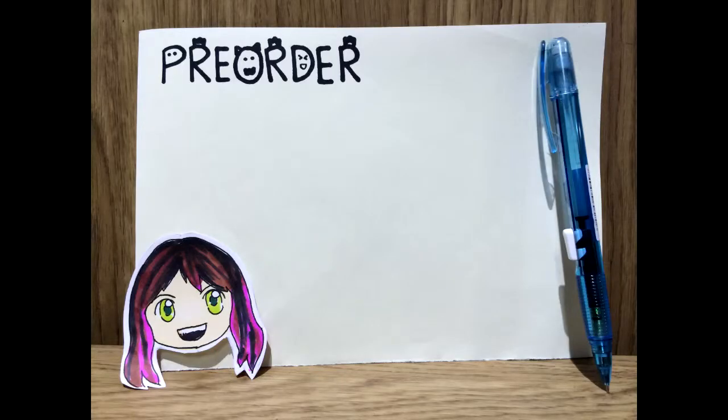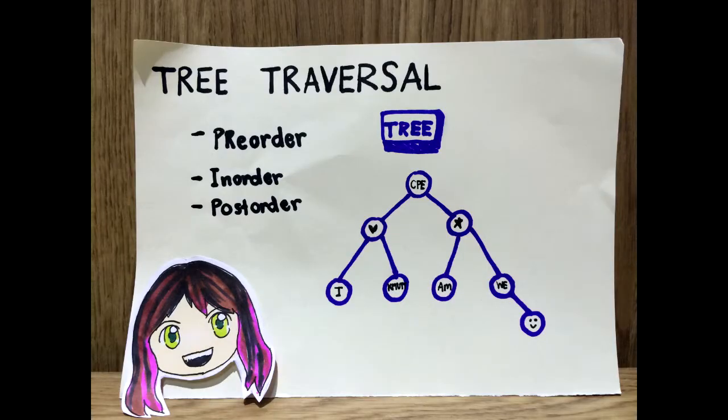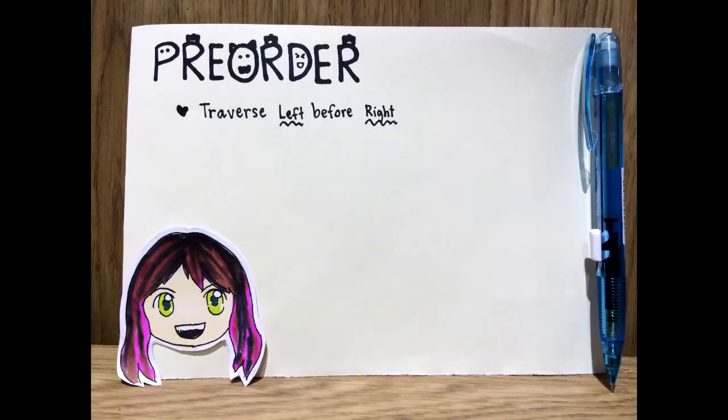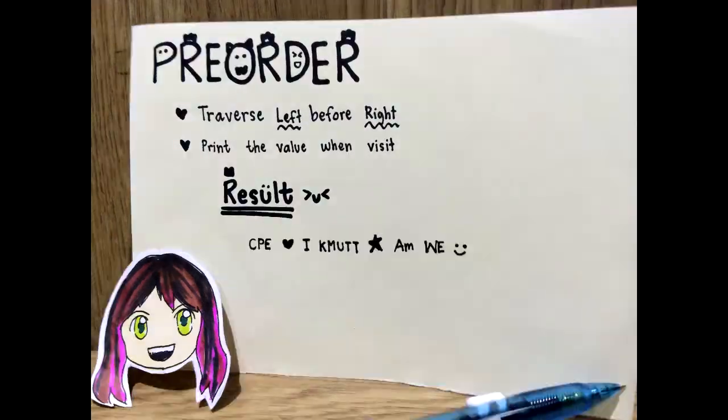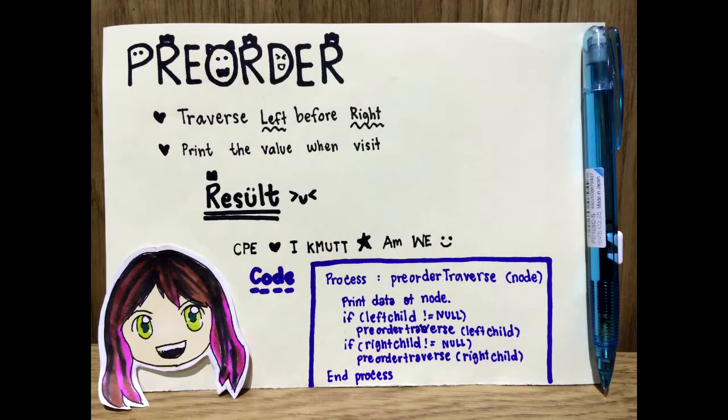Pre-order traversal. This traversal is going to start at the root, and then traverse to the left branch. We will print the node that we visit. Then check whether the left child is null or not. If it's not, call the function to check again.